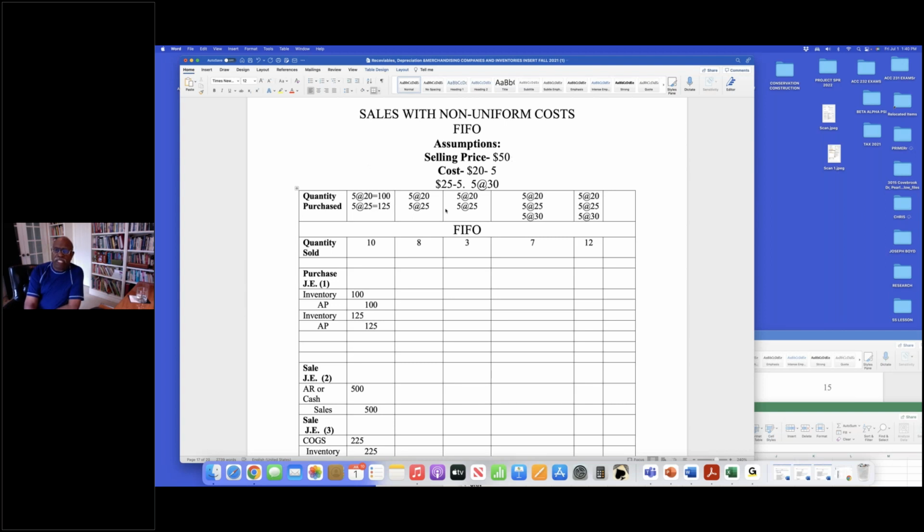Make your journal entries and determine the gross profit now. If we purchased 5 at 20, 5 at 25, but we only sold 8 pairs of shoes. Only sold 8 pairs of shoes. How much money did you make now?